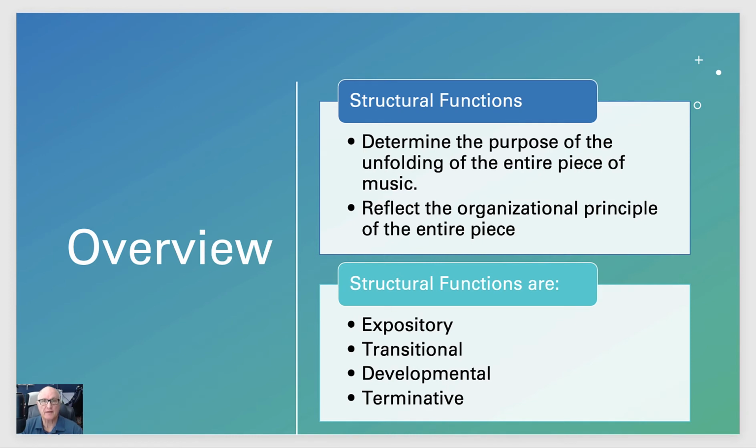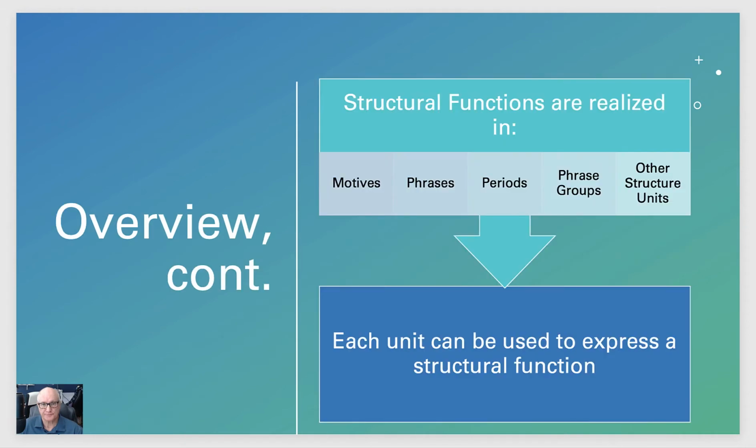Now, sometimes we have a terminal section that ends a large section of a piece, and then it's followed by a new exposition. So we're going to see how these are used. We're going to do some exercises with it, and I think you'll get a lot from this. The structural functions are realized in motives, phrases, periods, which is a group of phrases, phrase groups, which are just a chain of phrases, and then sometimes other structural units. But each unit can be used to express a particular structural function.